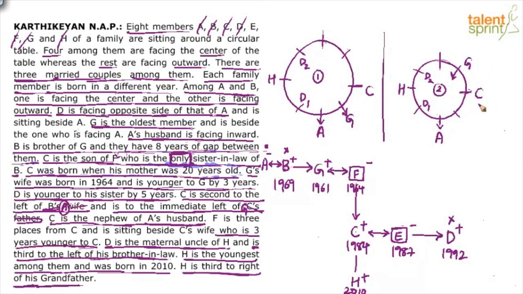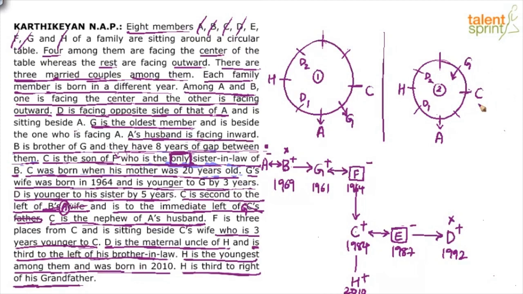What else is given? F is 3 places from C and is sitting beside C's wife. Who's C's wife? E. E's position has not been marked yet. Is the data over or?